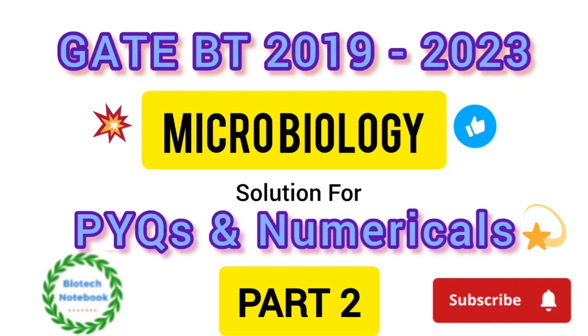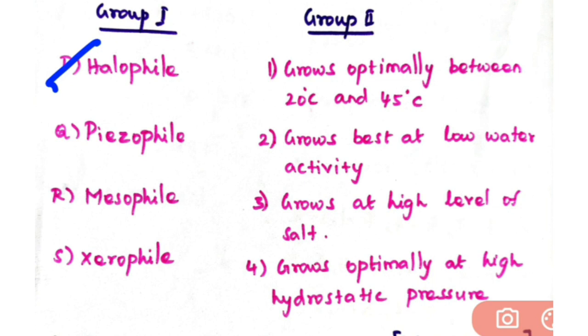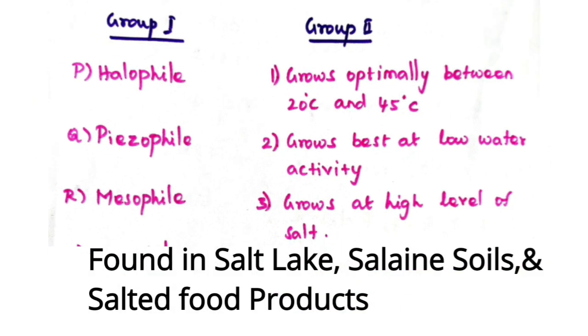In this video, we are going to see last 5-year GATE Biotechnology Microbiology questions. The first question is, match the type of bacteria in group 1 with the respective growth properties in group 2. The first option is halophile. So, halophiles grow at high level of salt. Generally, they are found in salt lakes, saline soils and salted food products.